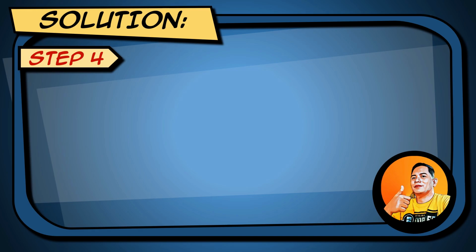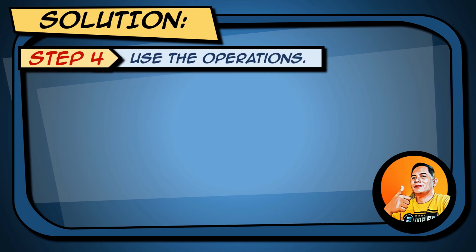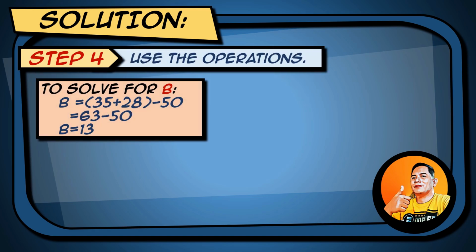And now let's proceed to step number 4, use the operation. Let's now solve for B. So B equals open quantity 35 plus 28 closed quantity minus 50, equals 35 plus 28 equals 63, minus 50. Then 63 minus 50 equals 13. Therefore, the students who prefer both online and modular are 13.